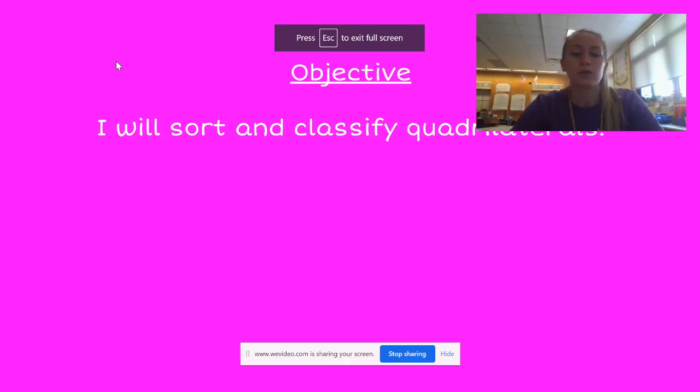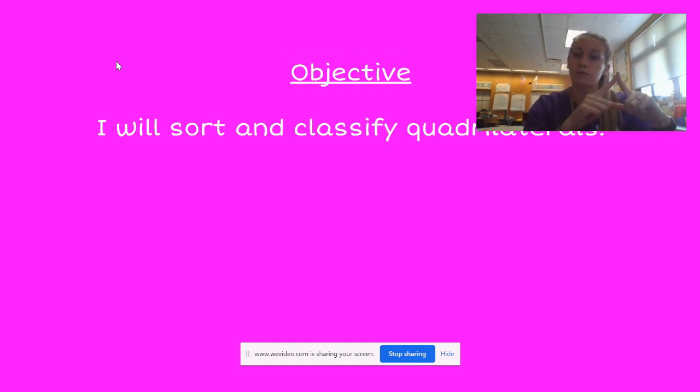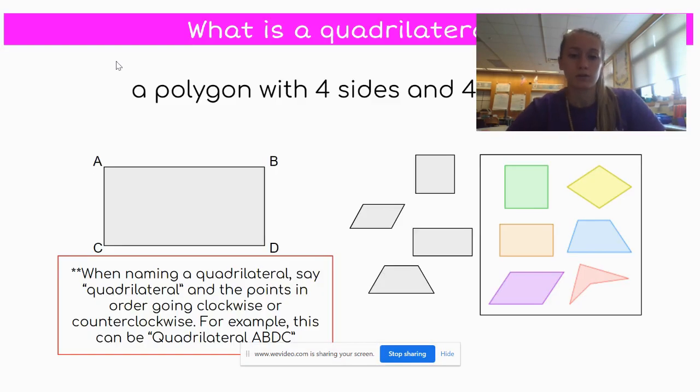All right, now we're ready for lesson 10.4. So 10.4 is being able to sort and classify quadrilaterals. So 10.2 was triangles, now it's quadrilaterals. Well, if you know what a quadrilateral is, then you know the word quad means four. So that means a shape with four sides. So a polygon with four sides and four angles.